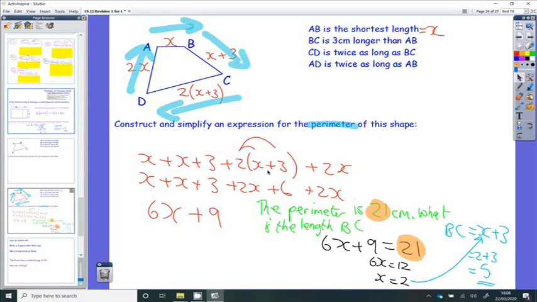Then do the claw, so that becomes the 2x plus 6, and then gather up like terms. So gathering up all the x's, we get 6x, and then gathering up the normal numbers, we get 9. So 6x plus 9 is an expression for the perimeter of the shape. Now, if we'd then been told, for example, that the perimeter was 21, we could have set this equal to 21 and gone and solved x being 2. And say, for example, we then wanted to know the length of BC, we just said 2 and 3 equals 5.